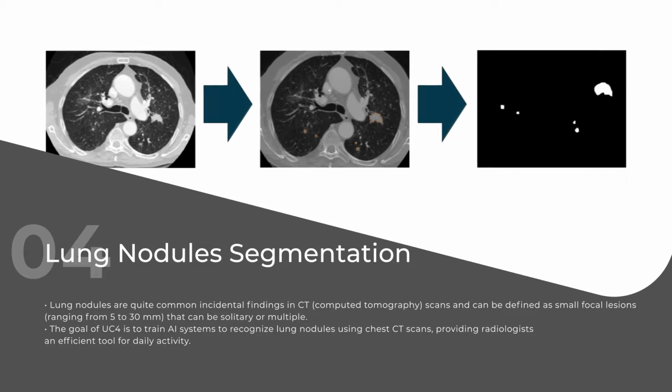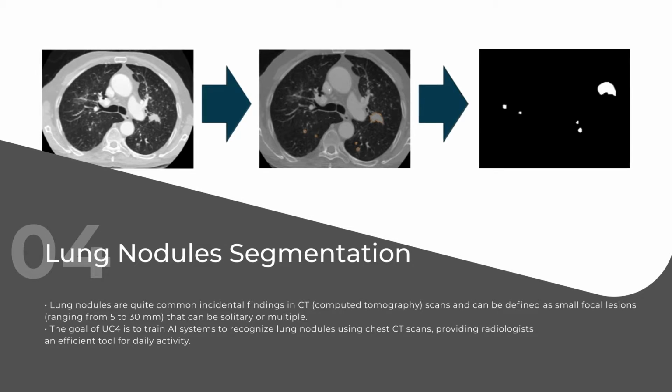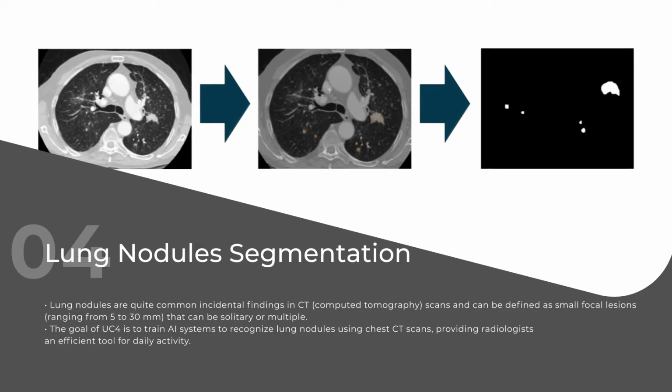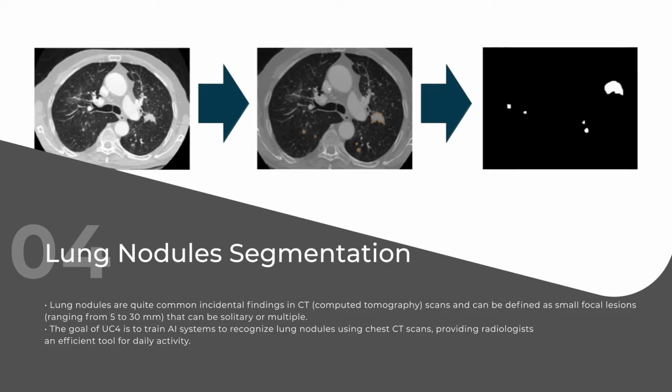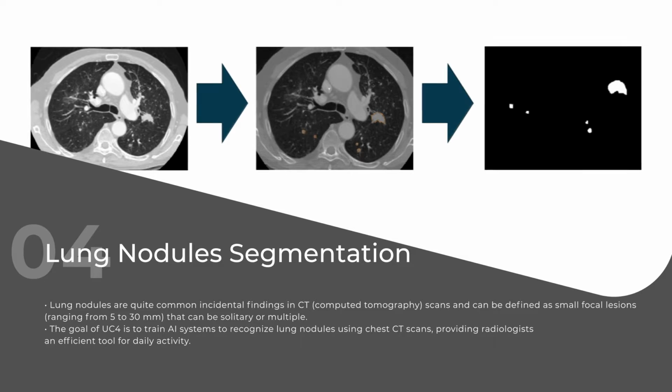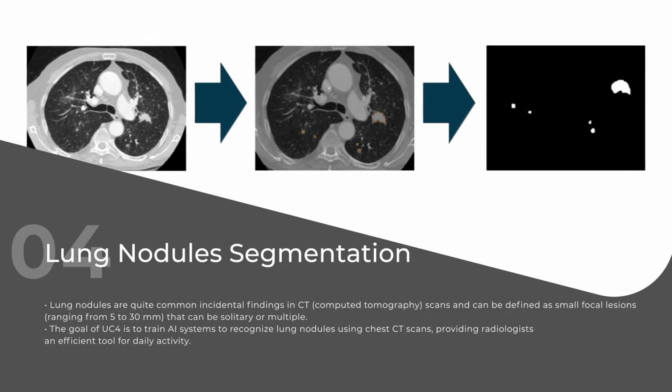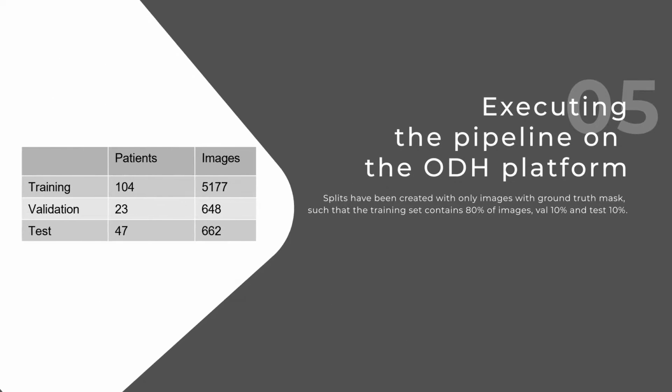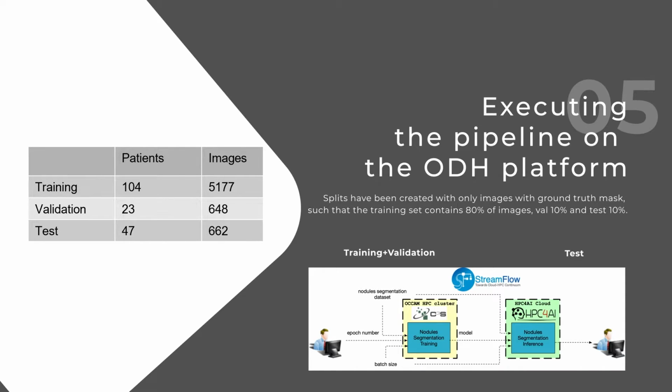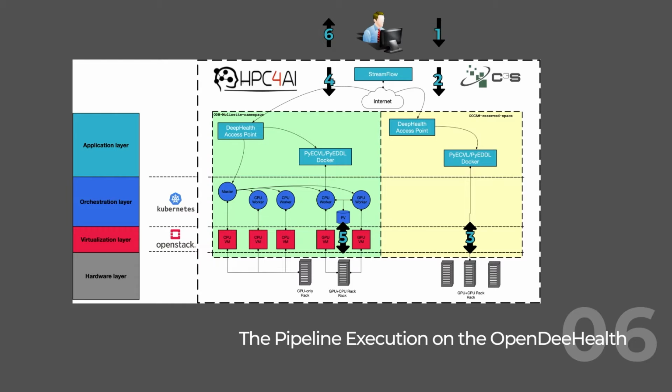The DeepHealth libraries, both EDDLL and ECVL, are used to develop training and inference by means of Python scripts. ECVL manages input and output data formats, and EDDLL is used to define a U-Net neural network for training and inference. We will demonstrate how the pipeline can be automatically executed on an OpenDeepHealth platform, performing the training and validation steps on a multi-GPU node on Occam and the testing phase, the inference step, on a CPU node on the HPC4AI Kubernetes cluster. This is the overall control flow of the pipeline execution on the OpenDeepHealth infrastructure.